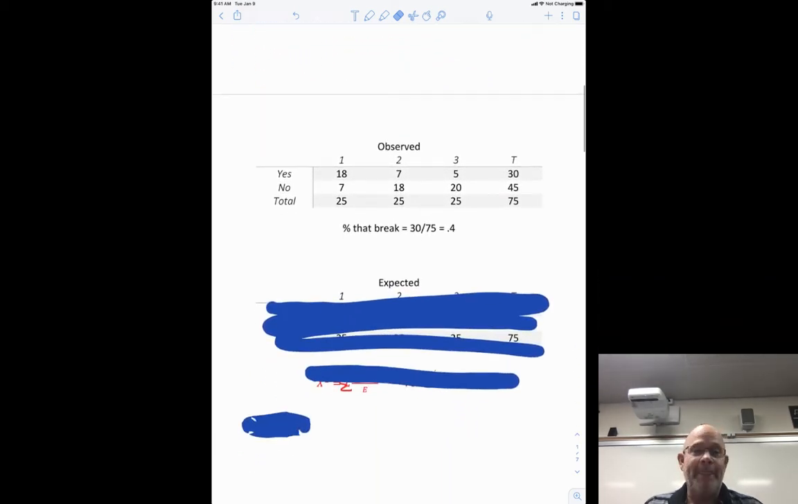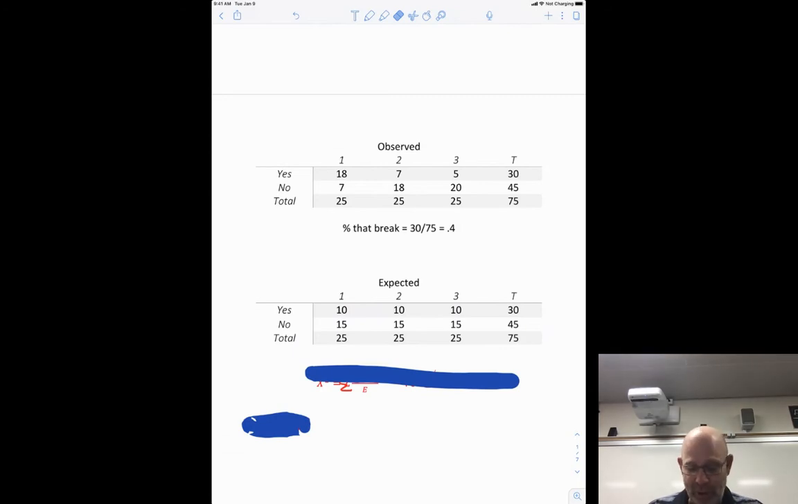So again, this is what we observe, same data, okay? And so what we want to know is what we expect. So I thought, well, look, they all need to be breaking at the same rate. That's the assumption. So we have to find an overall percent break. If you look at my last column, 30 broke out of 75. So that's the break rate. The break rate is 40%. So if the break rate is 40%, we expect each one of the categories, or the paper towels in this case, to break at that same rate.